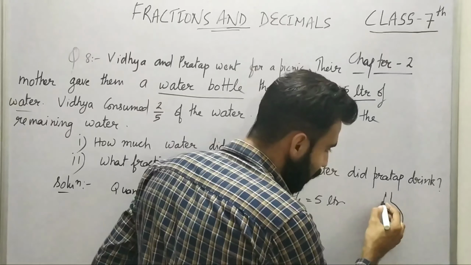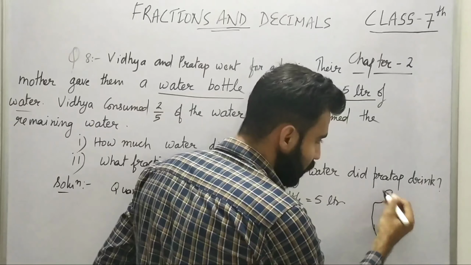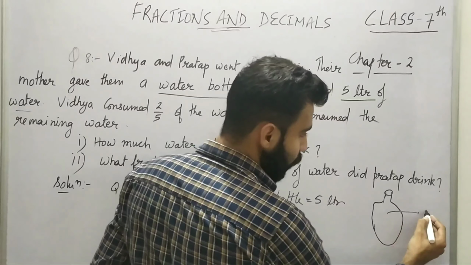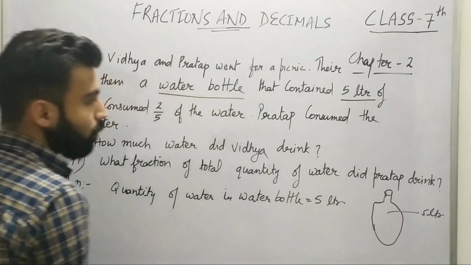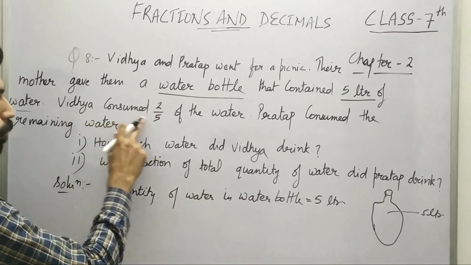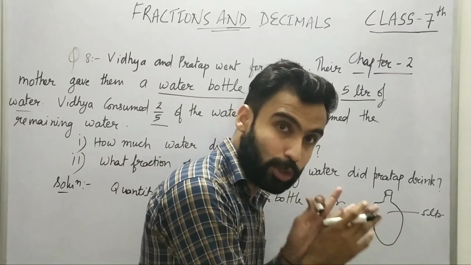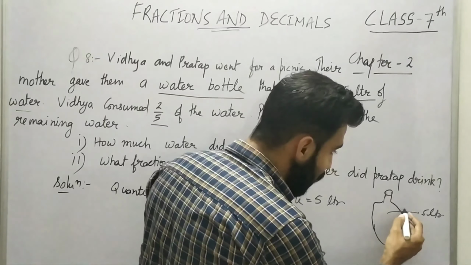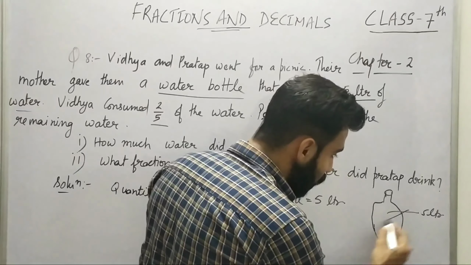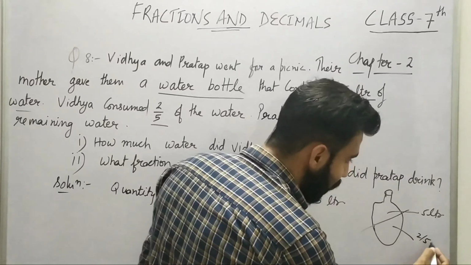Let me just make it clear. So like this. Okay, now that's okay. Now it contained 5 liters, right? So now you can see Vidya consumed 2 by 5 of the water. So the fraction of water consumed by Vidya is simply, you can say, 2 by 5. So let me just draw a line and say this is 2 by 5.